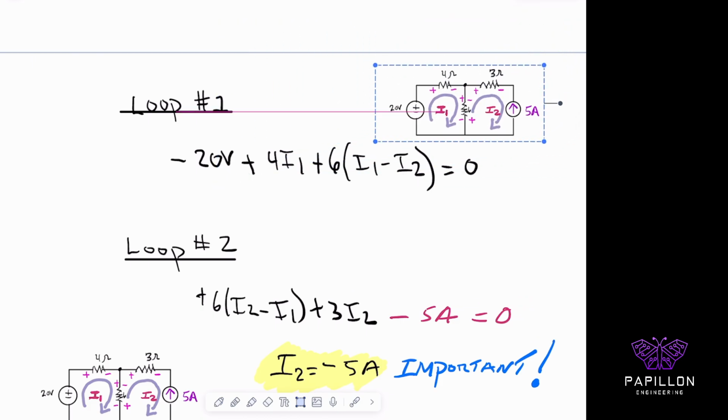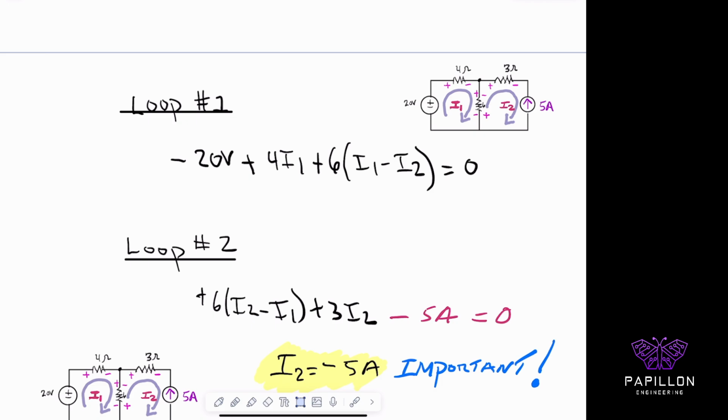Shrink that down. So what you'll notice is that if I start here on the left hand side, I always start in the bottom left hand corner. I read what I first see for each component. So I'm entering into the negative 20 volts. So I put here negative 20 volts. Then I go clockwise and I go into the positive end. So I get positive 4 times, and I'm in loop 1, I1. So it's 4 times I1.